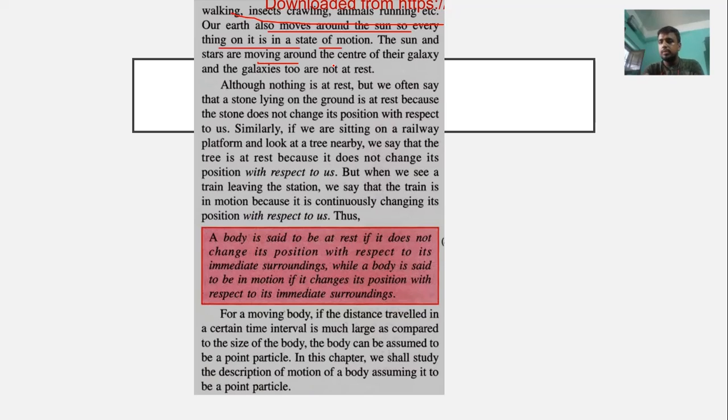which is at the center of the galaxy. The galaxy are also moving around that. So nothing is stable, means nothing is in state of rest. Everything is in state of motion. Even though we feel that we are in state of rest, but we are not.